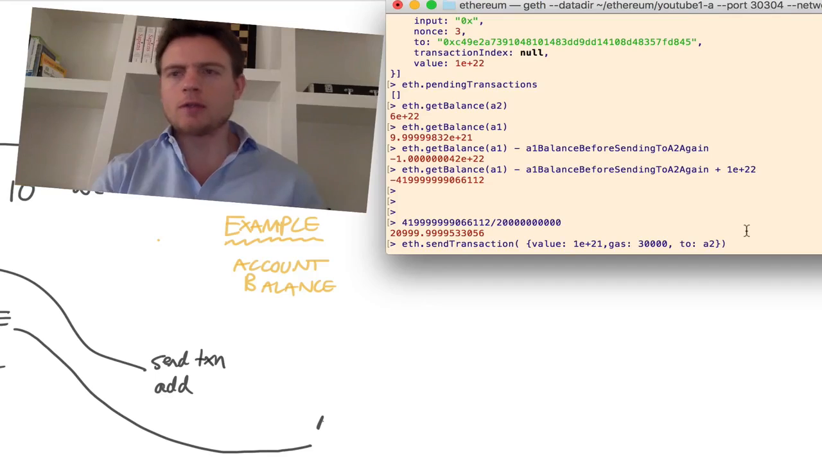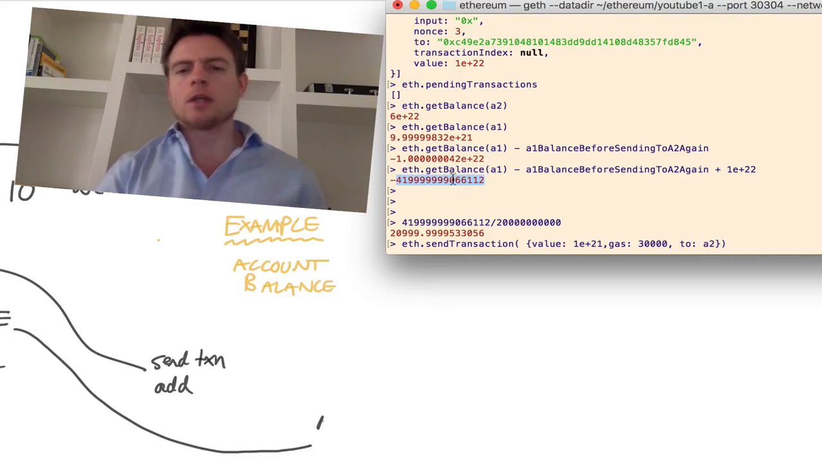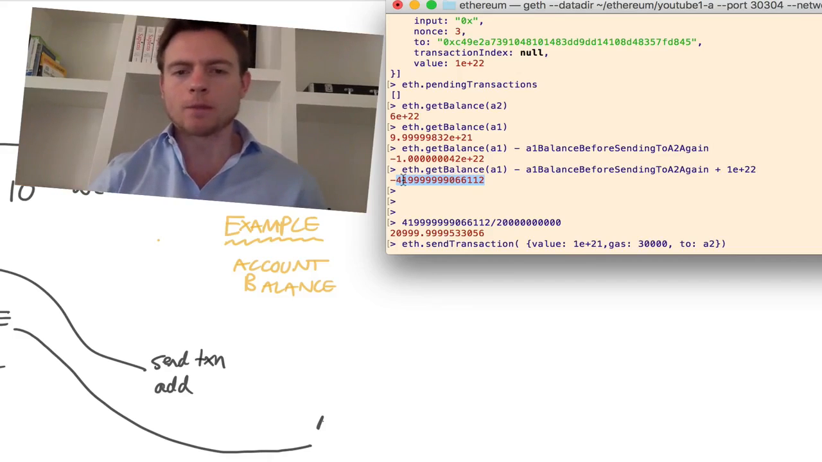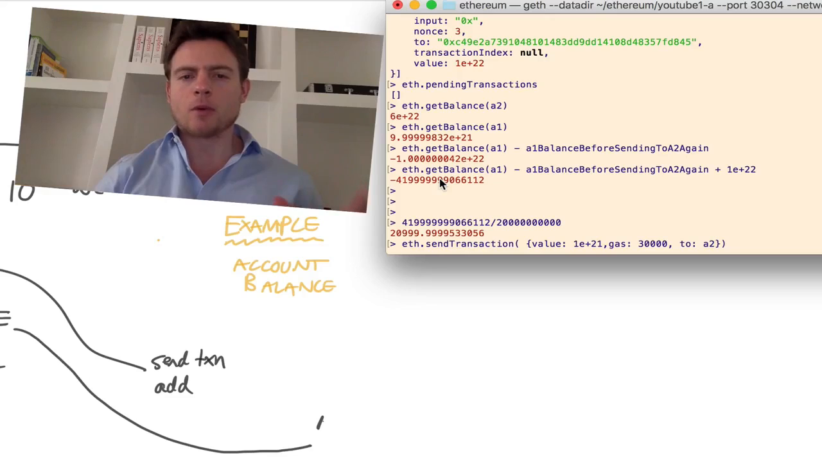So I switched off the DSLR, ran out of batteries, but what I'm doing here, I've rather clumsily isolated the amount of wei that it cost account number 1 to send this huge amount of ether, just in terms of transaction fees, effectively, how much it cost for that transaction. And it was something around this. And that's a very big number. I'm not even going to try to interpret it. The interesting thing is, so that's the amount of wei.